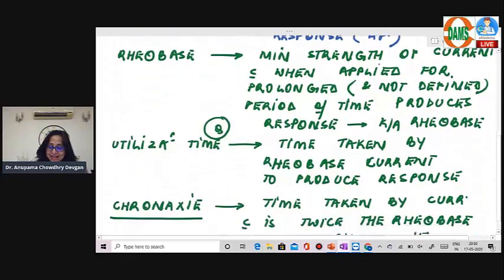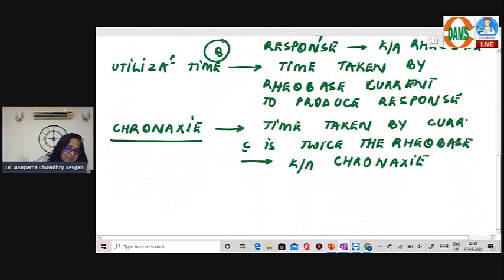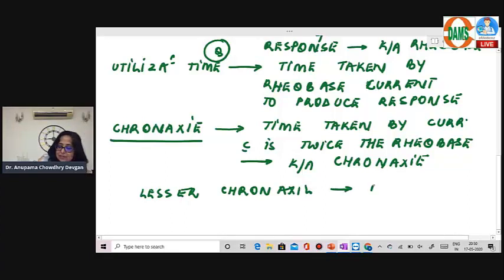All right, chronaxy, time taken by a current which is twice the rheobase, right? Now, what is the significance of chronaxy? Lesser the chronaxy, more excitable the tissue, right? More excitable the tissue.